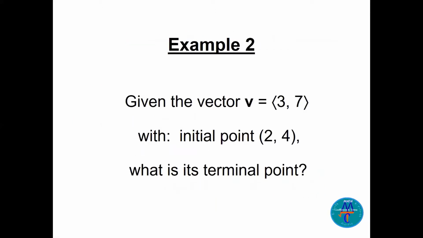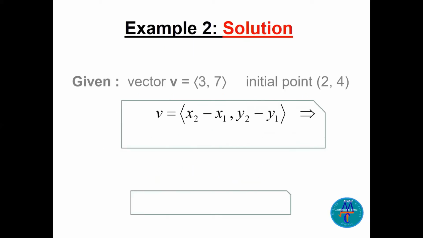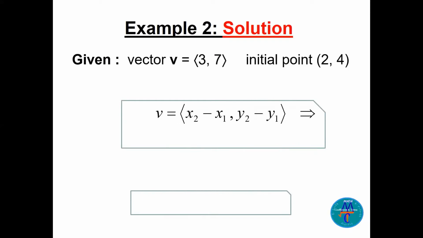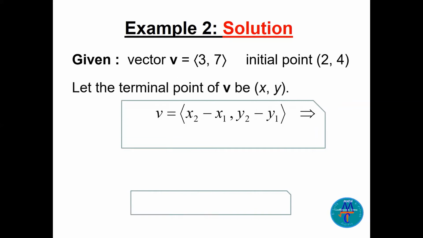Given the vector V, ⟨3, 7⟩, with initial point (2, 4), what is its terminal point? So like we start from the point (2, 4), we have to reach another point, the terminal point, and the vector between them is V, ⟨3, 7⟩. So what can we do here? We say given the vector V, ⟨3, 7⟩, and the initial point is (2, 4), now let the terminal point be (x, y).